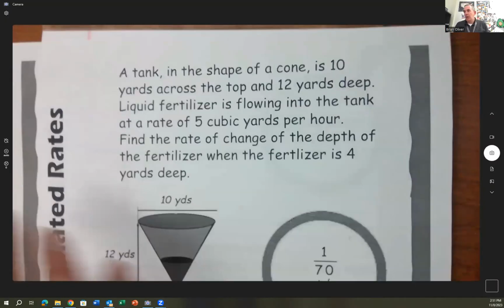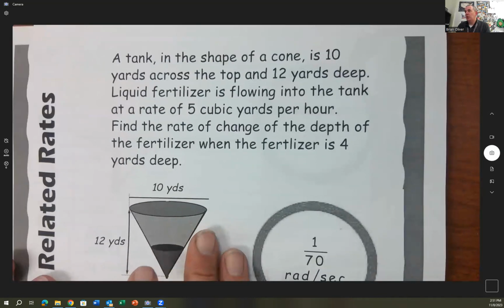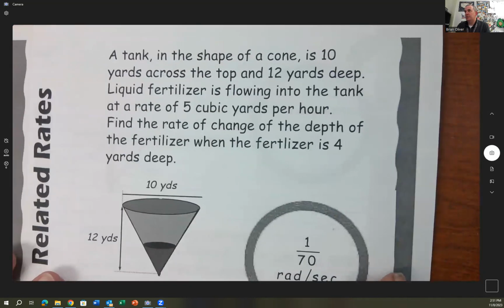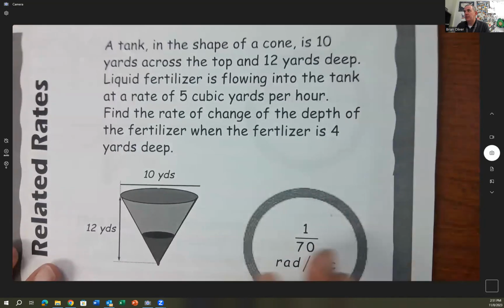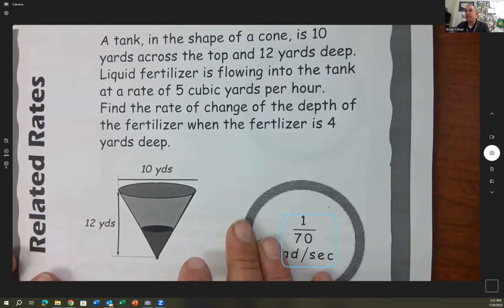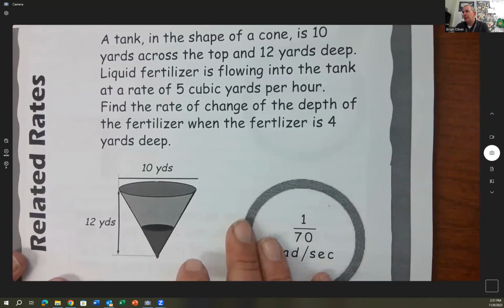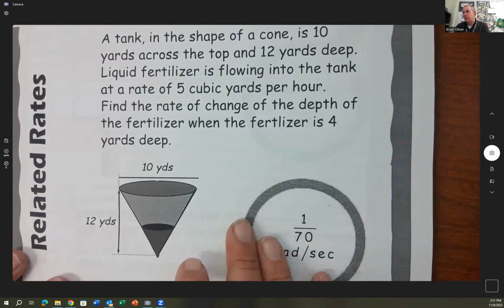Okay, so what we got here is we have a tank in the shape of a cone. The cone is 10 yards across the top and 12 yards deep. Liquid fertilizer is flowing into the tank at a rate of 5 cubic yards per hour. Find the rate of change of the depth of the fertilizer when the fertilizer is 4 yards deep.